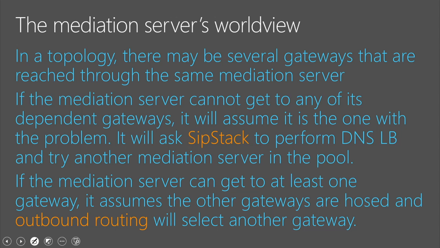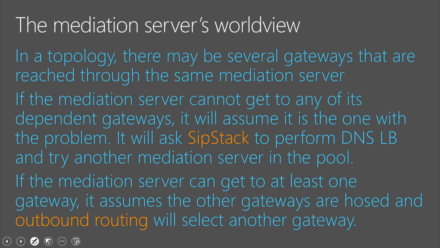Another thing, this is kind of trivia, but the mediation server might have multiple gateways that are dependent on it, that it goes through. And it's kind of humble in that if it can't get to any of those gateways, it assumes maybe it's the problem. Maybe there's something wrong with my network adapter or my connection to the switch. That's why I can't get to any of them.